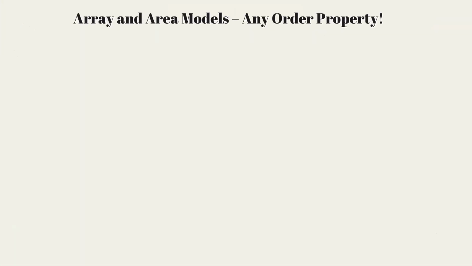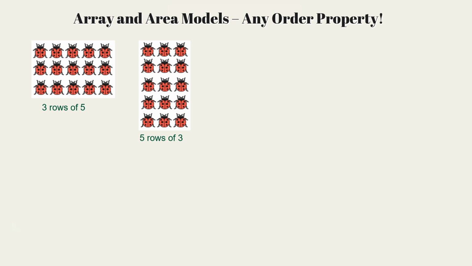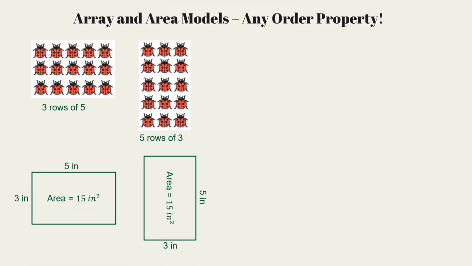Then we think about it as an array model and think about the any order property. 5 rows of 3 is the same as 3 rows of 5, right? And then we think about multiplication as the area of a rectangle. So 3 times 5 can be seen as the area of a rectangle that is 3 by 5. And 5 by 3, the area is the same, so we have the any order property for multiplication.